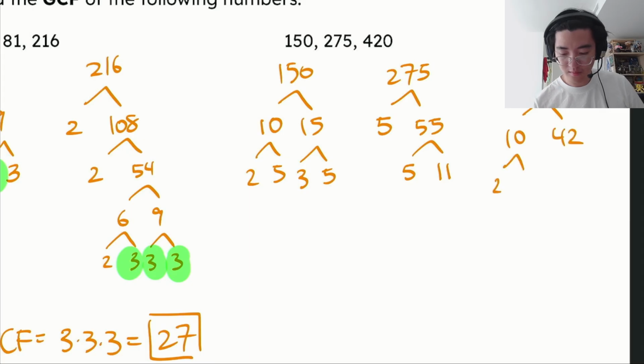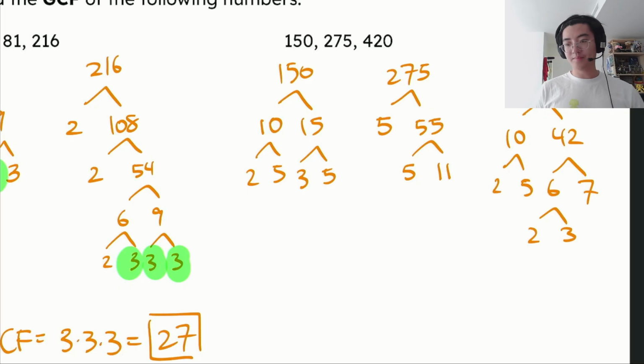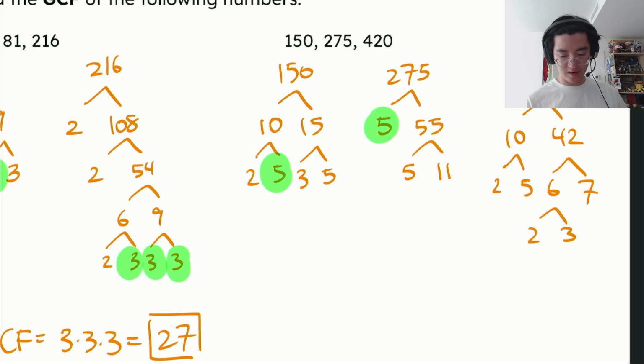10, 42, 25, 67. Okay. So what do we have in common? Got a 5 here, 5 here, and 5 here. Alright, so very important here. It has to be common to all the numbers involved.